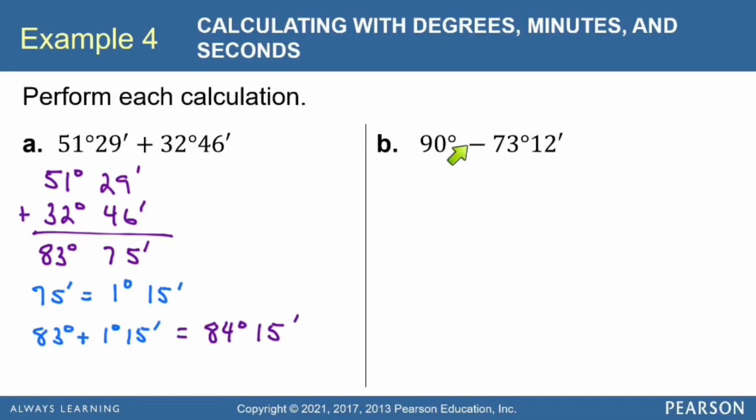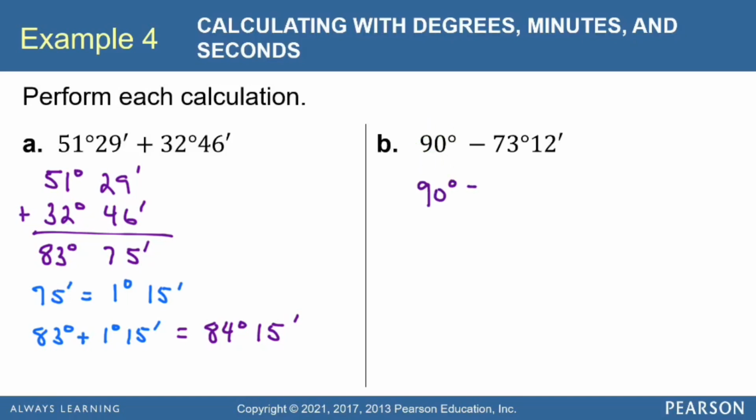For part B, we have 90 degrees minus 73 degrees and 12 minutes. Now at first you might think, how are we going to subtract 12 minutes because we don't have any minutes over here to take away 12 minutes from. So the trick on something like this is to take one of your degrees and break it into minutes. The same way you would if you had to make change for somebody. If you had only dollar bills and somebody needed quarters, you would break one of your dollar bills into 4 quarters. Well, we'll do the same thing here. We'll break one of our degrees into 60 minutes.